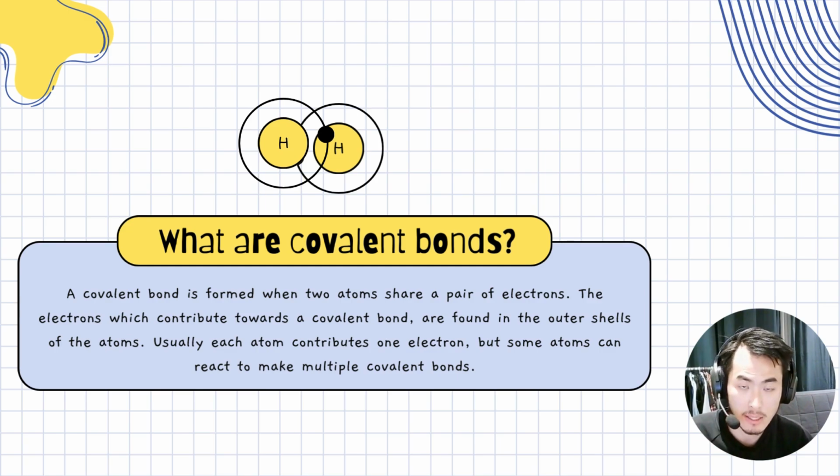And why are we doing this? It is to fulfill the octet rule. In order for atoms to be stable, they like to have 8 electrons in the outermost shell. So in this case, it makes sense for atoms to have covalent bonds, for them to share the outermost shell electrons.